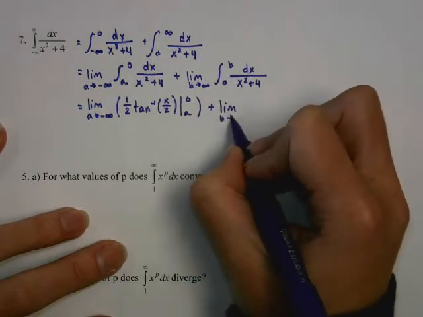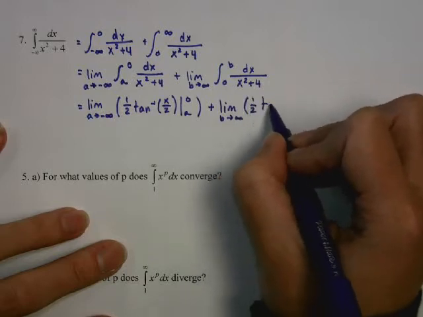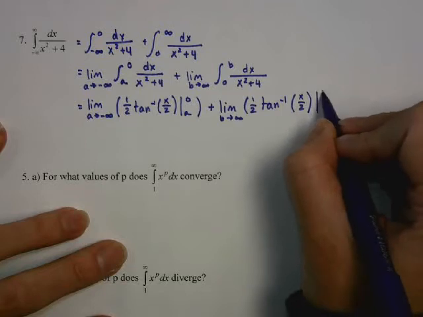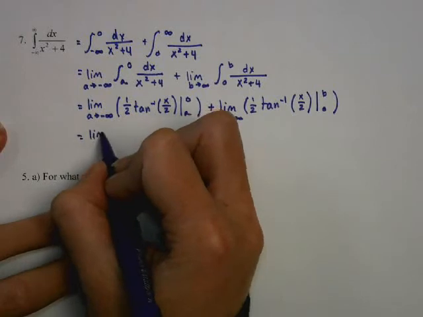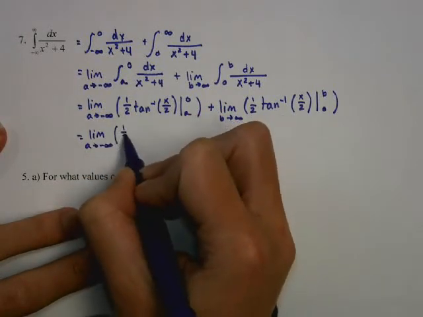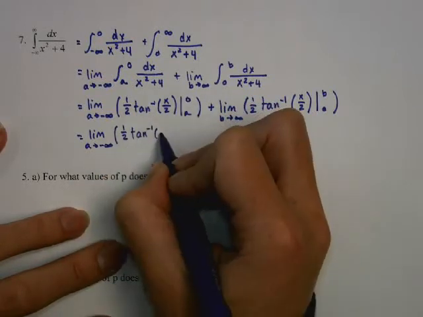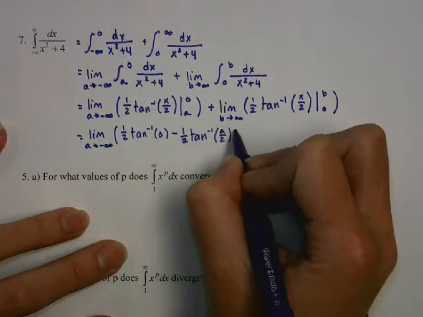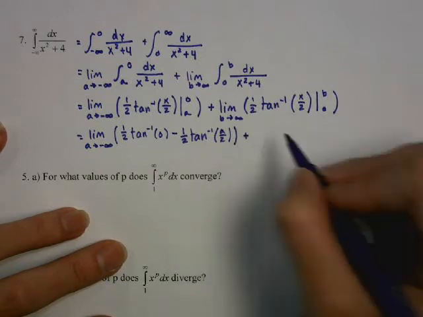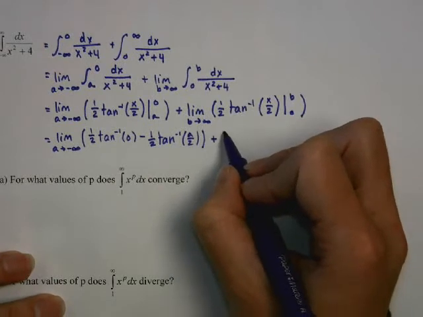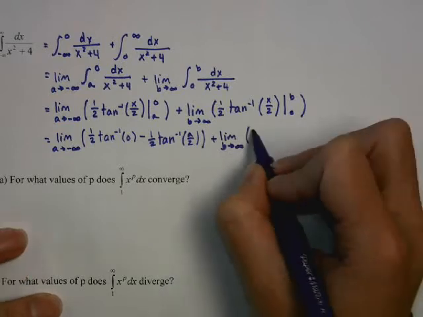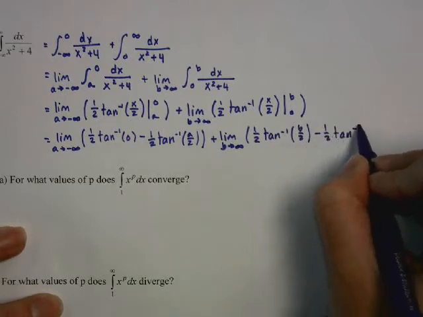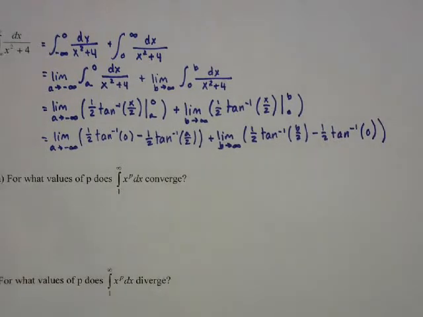And this integral is the same thing. So we're going to have the limit as a goes to negative infinity, 1/2 the tangent inverse of 0 minus 1/2 tangent inverse of a over 2, plus the limit as b goes to infinity of 1/2 tangent inverse of b over 2 minus 1/2 tangent inverse of 0. All right, so let's talk about tangent inverse for a second.